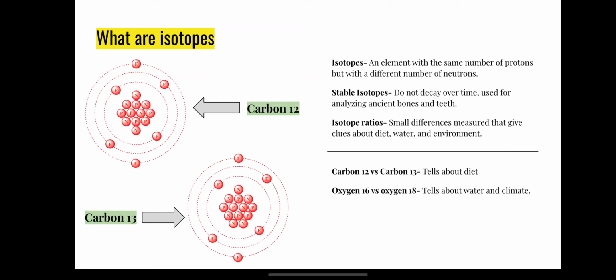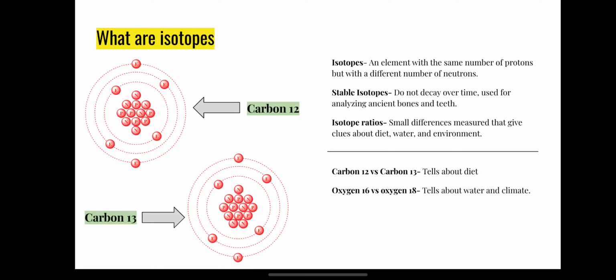Isotopes are versions of the same element. They have the same number of protons, which means they're the same element. What makes them different is that they have a different number of neutrons. This small difference is what makes isotopes useful for research. On the left here, you can see carbon-12 and carbon-13. Both are carbon atoms, but carbon-13 has one extra neutron. This leaves a signature in bones that scientists can measure.